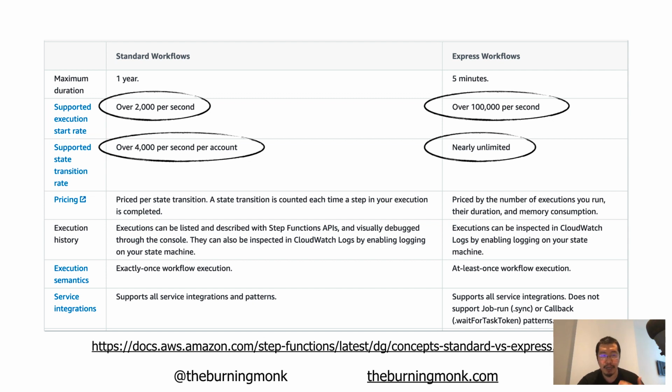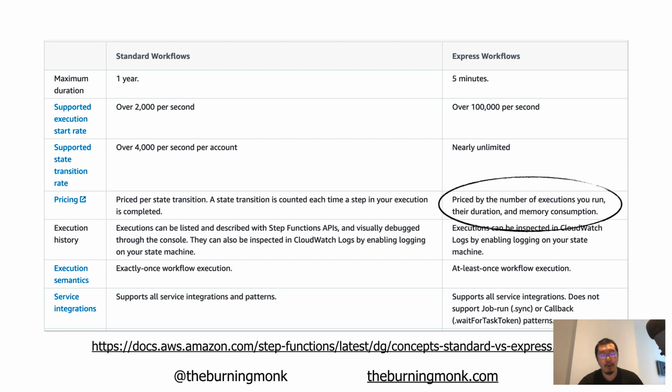With standard workflows, you can only start 2,000 executions per second, whereas with express workflows, again designed for high throughput scenarios, you can start 100,000 executions per second, and there's no limit to how many state transitions you can have per second. And again, on the standard side of things, you have a limit of 4,000 state transitions per region.